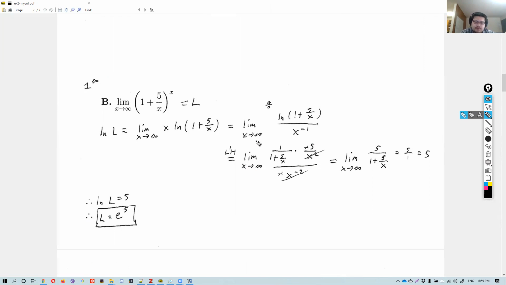Then when we plug in infinity, you get ln of 1, that's 0. And then 1 over x, as x goes to infinity, that's also 0. So 0 over 0, you can use L'Hopital's. And so then we go ahead and take L'Hopital's. We take the derivative of the top, that's going to be reciprocating the thing, and then taking the derivative of the inner function. So the derivative of 5 over x is negative 5 x to the negative second, which is right there. Then we take the derivative of the denominator, that's going to be negative x to the negative second.